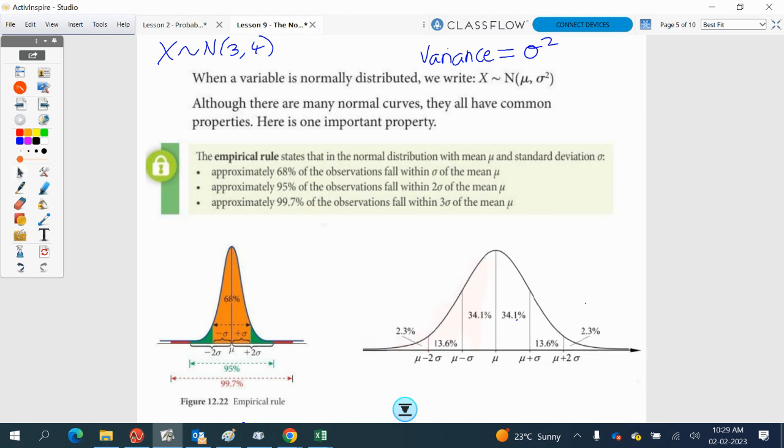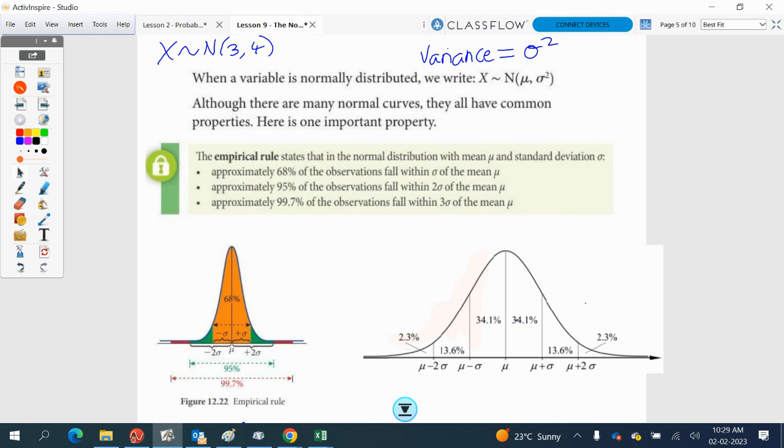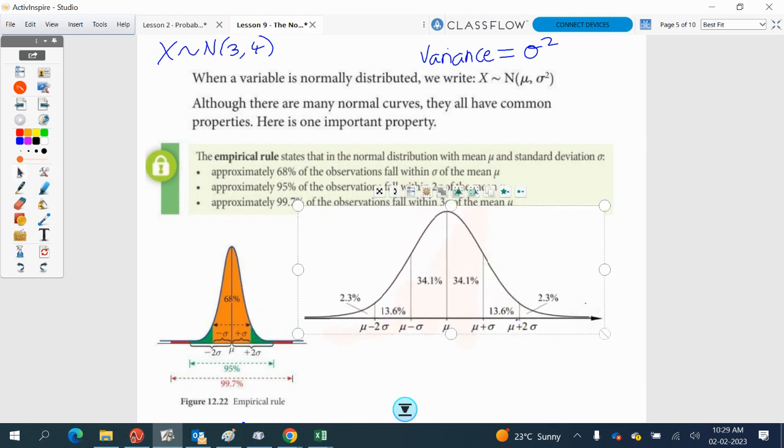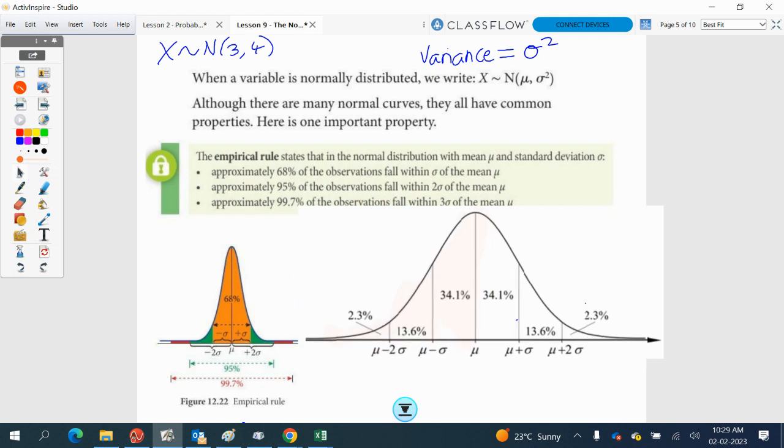So a normal distribution curve has these specific values. From here to here is about 95%, 98%, 2% is more than that. So most of the data is within 1 standard deviation. Nearly all the data is within 2 standard deviations. So it's going to be somewhere around 2 standard deviations above the mean.